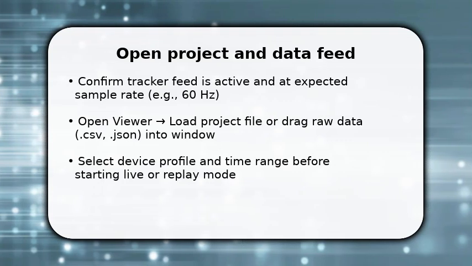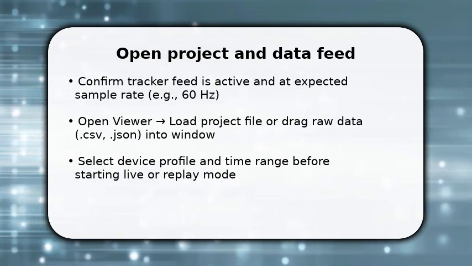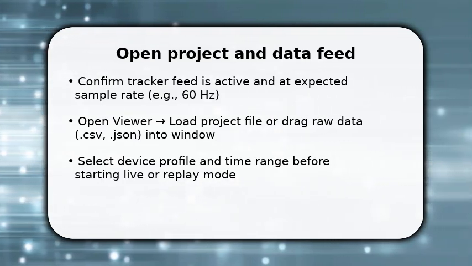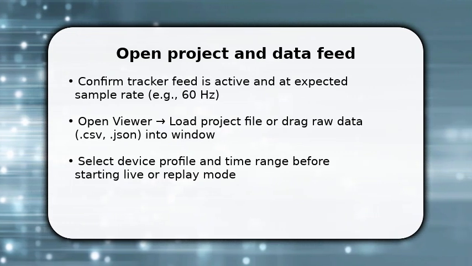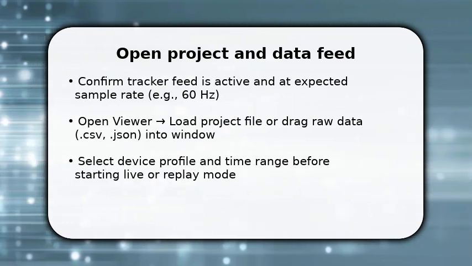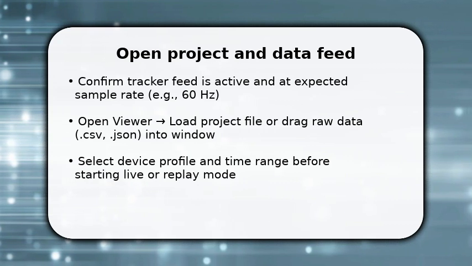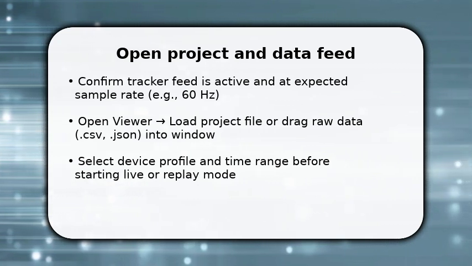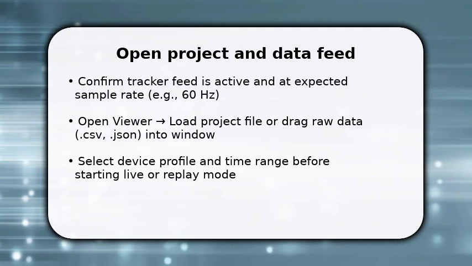You start by loading the project and connecting the data feed so the viewer shows real inputs. First, make sure your tracker feed is active and matches the expected sample rate. Mismatches cause jitter. Then open the viewer and load the project or drag your raw file in.